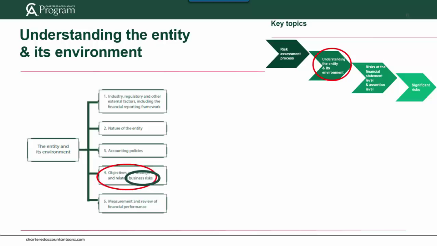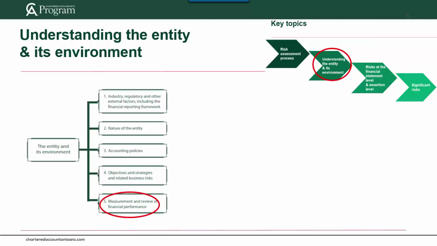Business risks are risks that may prevent an entity from achieving its objectives or executing its strategies. For example, an entity which has recently completed an initial public offering, an IPO, and is now listed on the local stock exchange would have additional compliance and disclosure requirements set by the local listing rules.